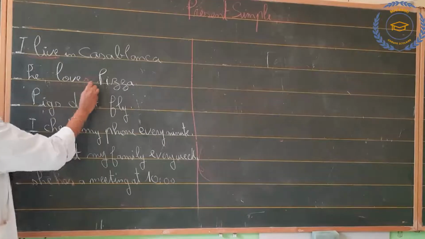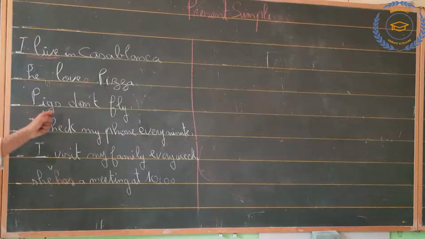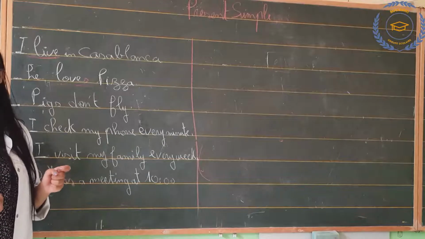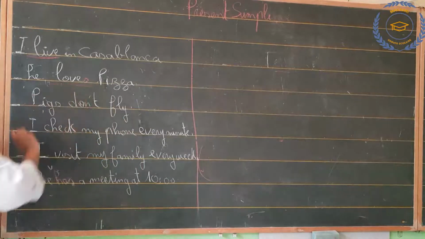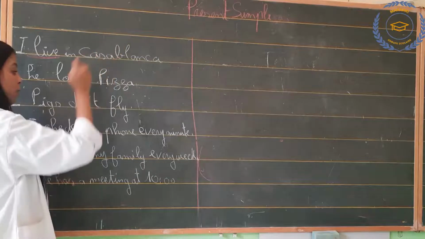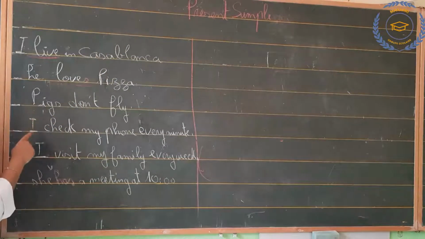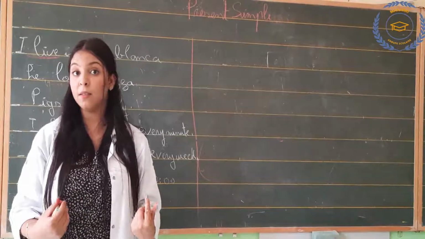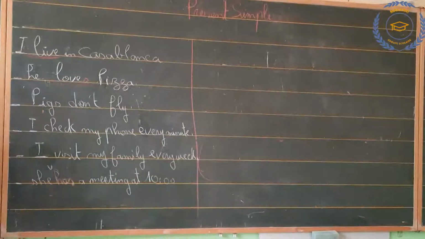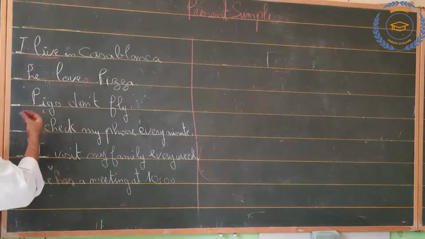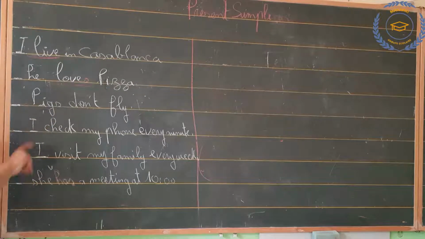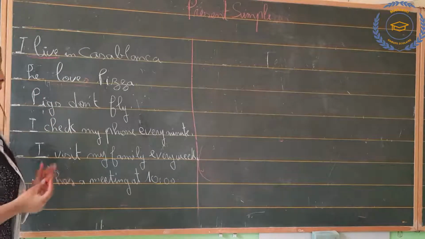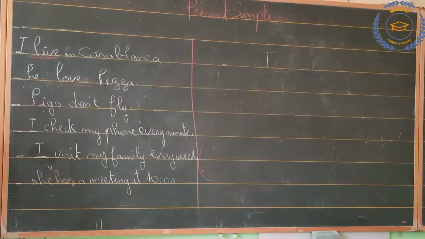This is present simple. Pigs don't fly. It's a fact. As I told you, we use it to talk about facts. Have you ever seen a flying pig? No, so pigs don't fly, it's a fact. And I'm not talking about a particular pig. I'm talking in general. We use it to give general truth.